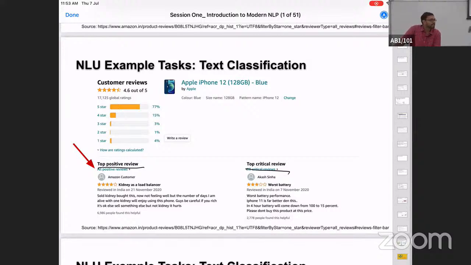Spelling mistakes is one. Yes. Slangs. Yes. Mixed language, Hindi and English. Using local words. Yes.